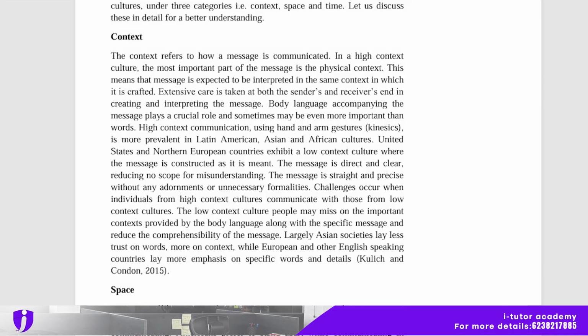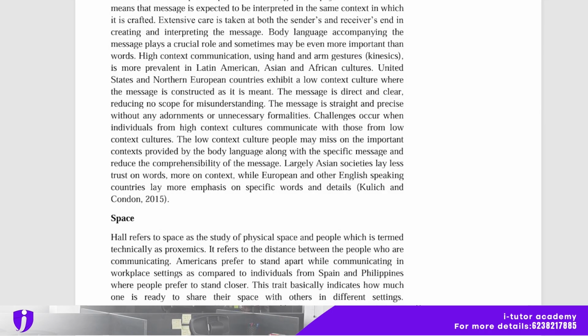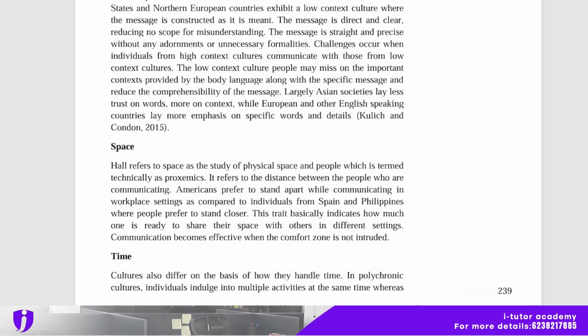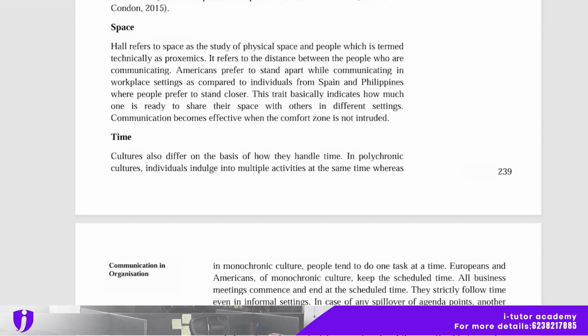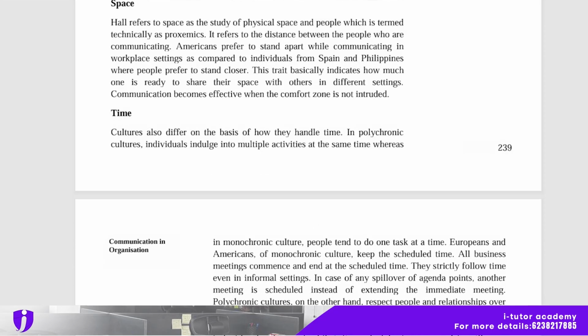In a high context culture, the most important part of the message is the physical context. This means that the message is expected to be interpreted in the same context in which it is crafted. Space. Hall refers to space as the study of physical space and the people, which is termed technically as proxemics. It refers to the distance between the people who are communicating. Time. Cultures also differ on the basis of how they handle time.